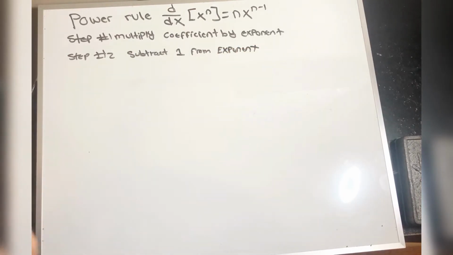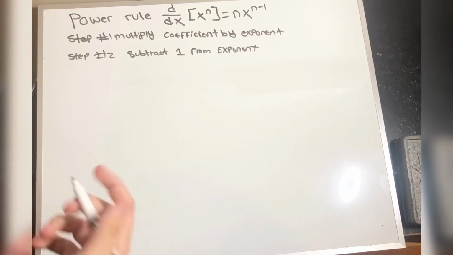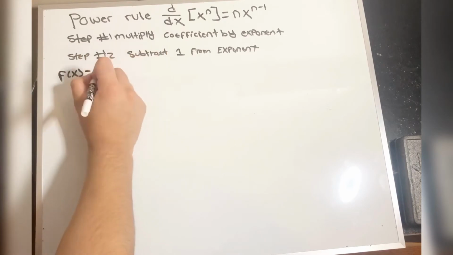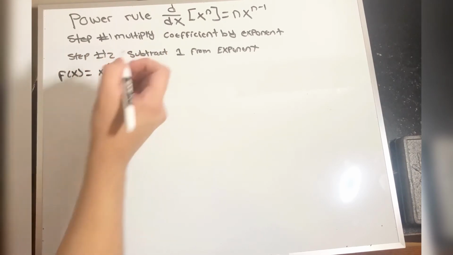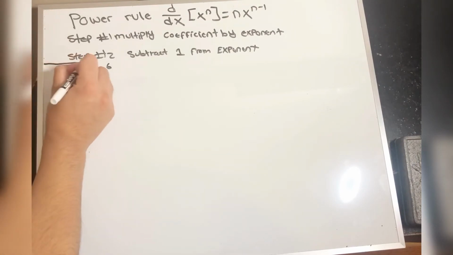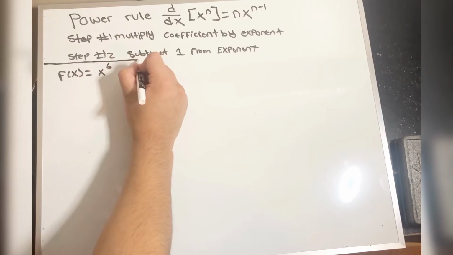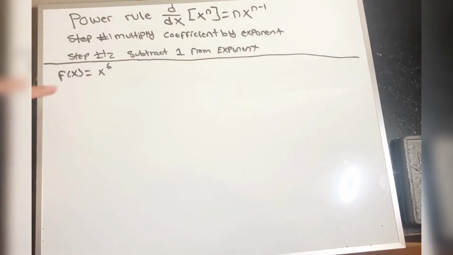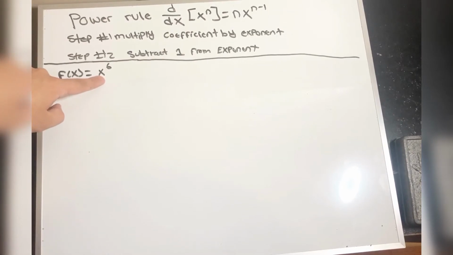Okay, so right now we can try to solve some problems and see how it really works. So let's try first with a simple one. Let's try f of x is equal to x to the 6th. Now, I'll separate it so it doesn't confuse this part. So here we have f of x equals x to the 6th.